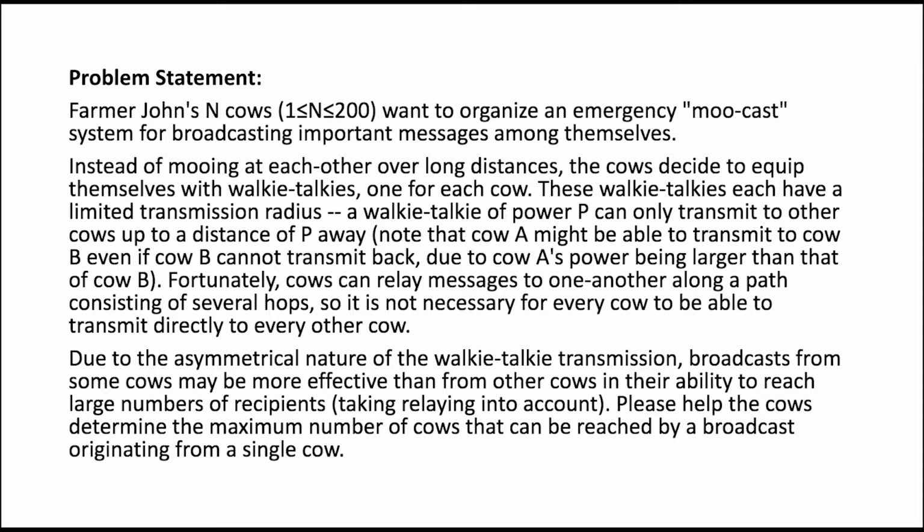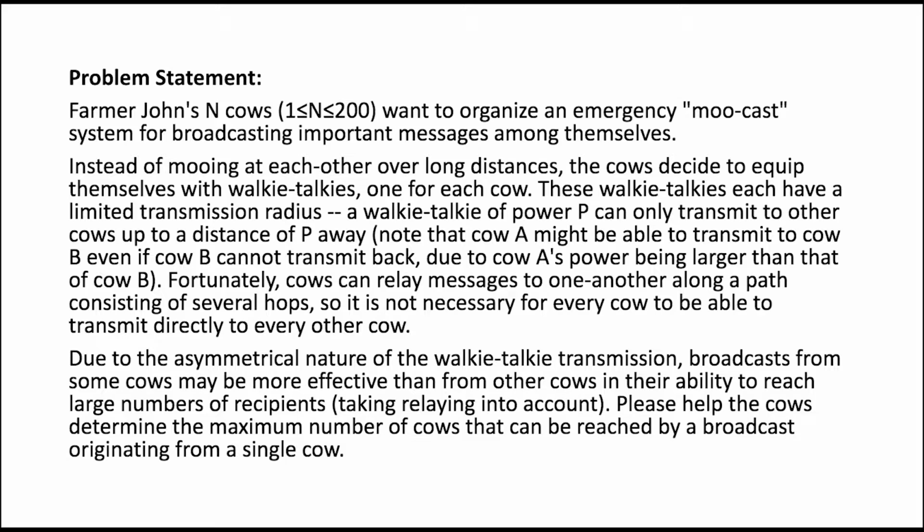Farmer John's N cows want to organize an emergency Moocast system for broadcasting important messages among themselves. Instead of mooing at each other over long distances, the cows decide to equip themselves with walkie-talkies, one for each cow. These walkie-talkies each have a limited transmission radius. A walkie-talkie of power P can only transmit to the other cows up to a distance of P away. Note that a cow A might be able to transmit to cow B even if cow B cannot transmit back, due to cow A's power being larger than that of cow B.